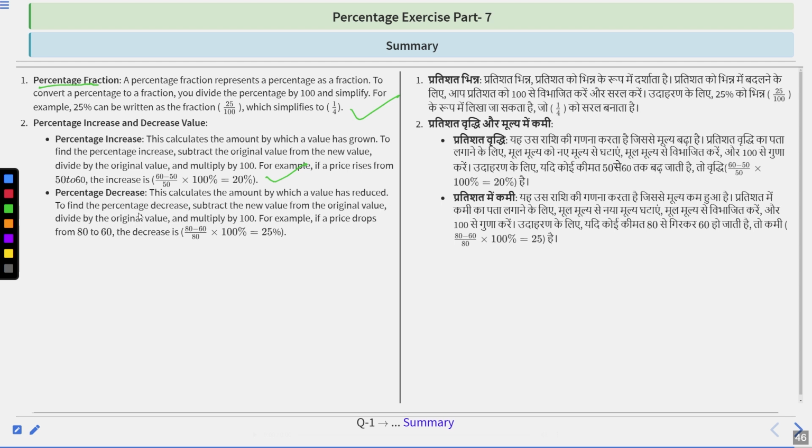In the same way, percentage decrease calculates the amount by which a value has reduced. To find the percentage decrease, subtract the new value from the original value, divide by the original value and multiply by 100. For example, if a price drops from 80 to 60, the decrease is 80 minus 60 upon 80 multiplied by 100, which is 25%.